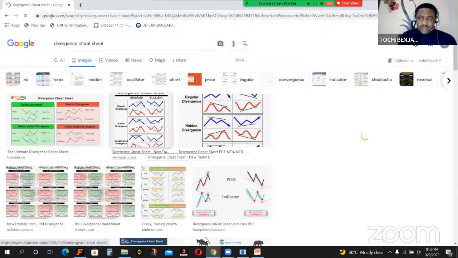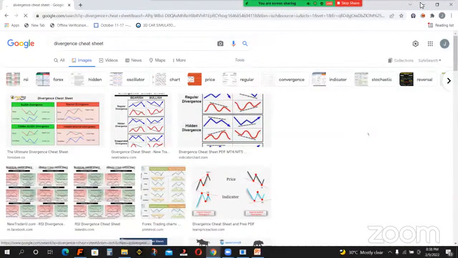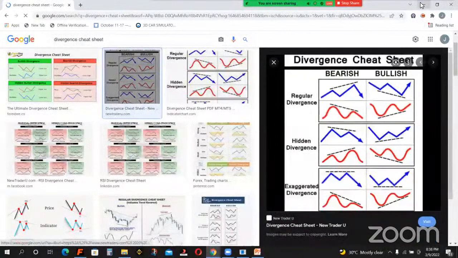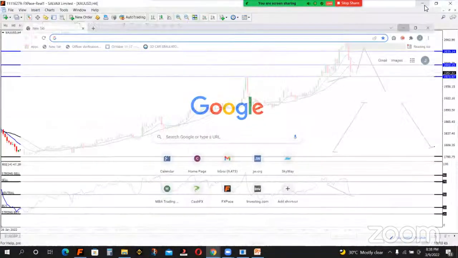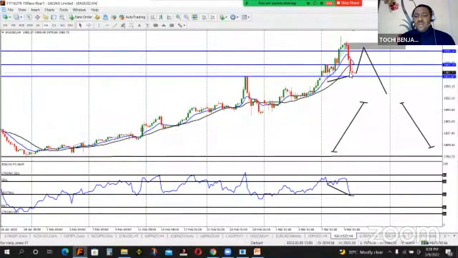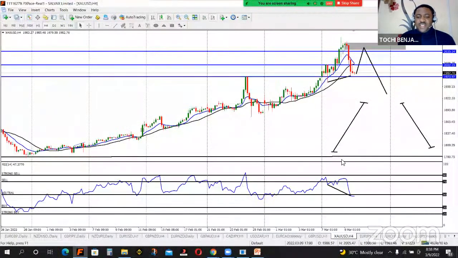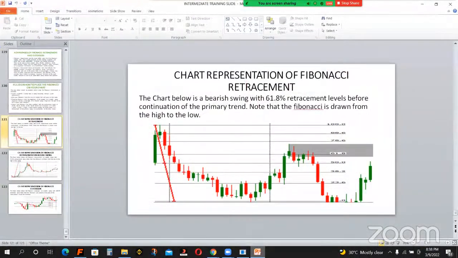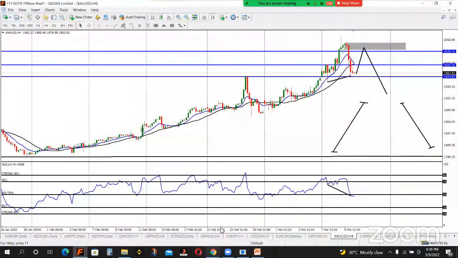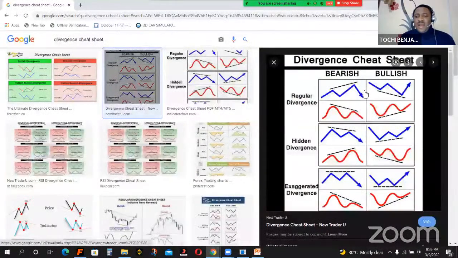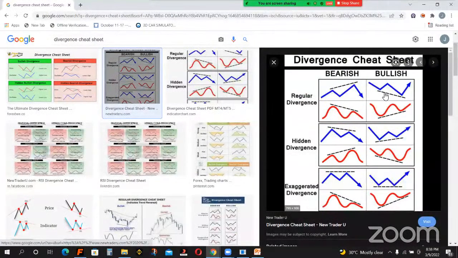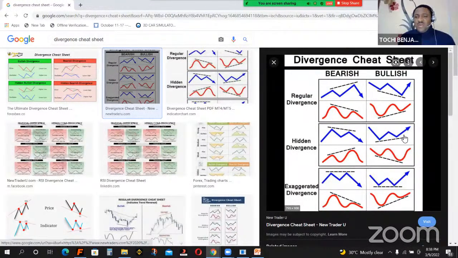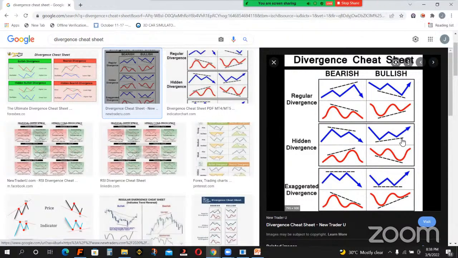Look at the chart here. The price is doing higher low. Catch the Bible. It's a bearish regular divergence? No. Price is doing higher low, oscillator is doing lower low. Higher low, lower low.